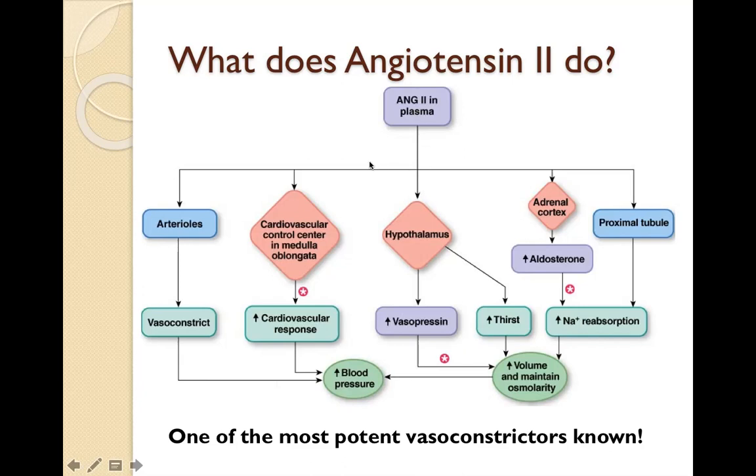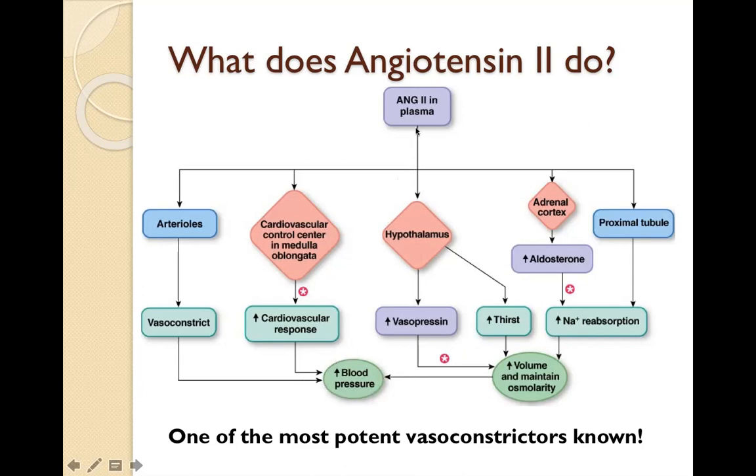The second effect is angiotensin 2 will have a direct effect on the cardiovascular control center in the medulla oblongata. And within the medulla, you will have that increased cardiovascular response. So similar to the baroreceptor response, where you're going to get an upregulation of your sympathetic nervous system and a downregulation of your parasympathetic nervous system, all to increase cardiac output, to increase peripheral resistance, to increase blood pressure.